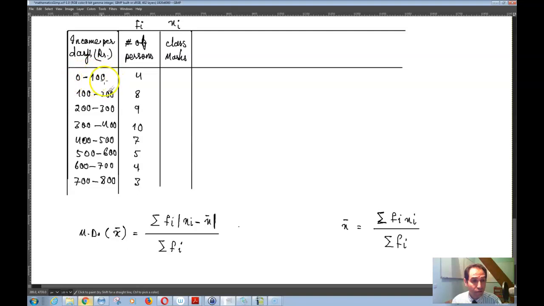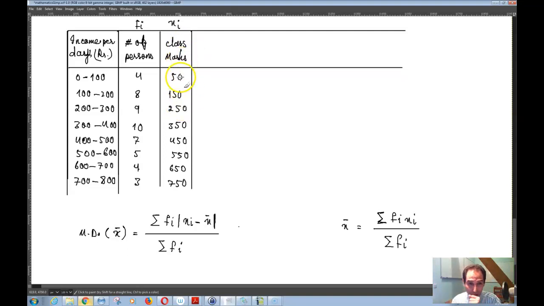The average of 0 and 100 is 50, the average of 100 and 200 is 150, the average of 200 and 300 is 250, and then you can just keep going: 350, 450, 550, 650, and 750. These are your x of i's. As you can see, they are pretty large, but that's probably not a problem.